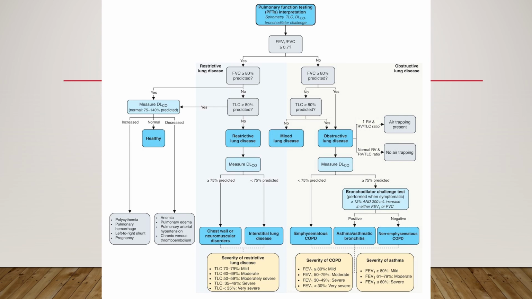And so again, breaking down from there, this chart gives you general examples of restrictive lung diseases, but again, their levels of severity based off of the percent impact to total lung capacity.